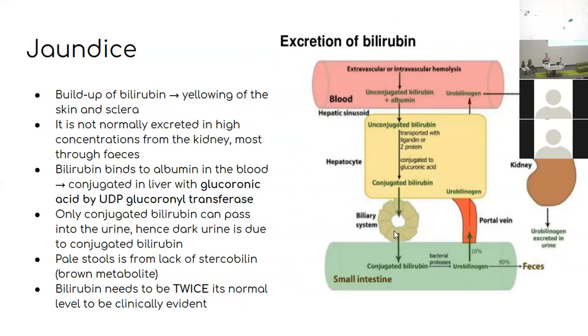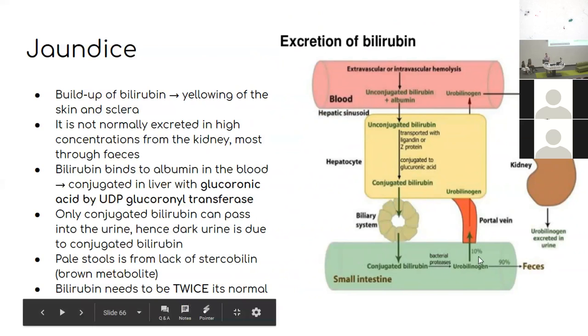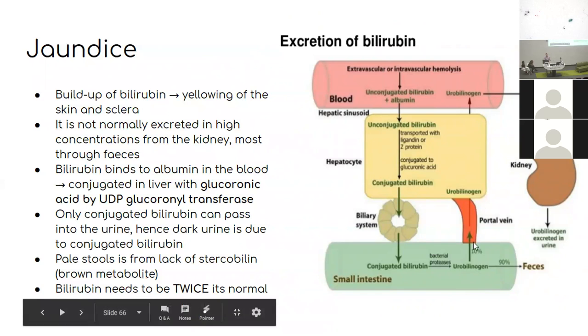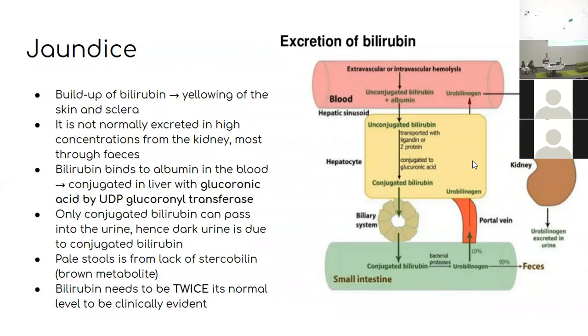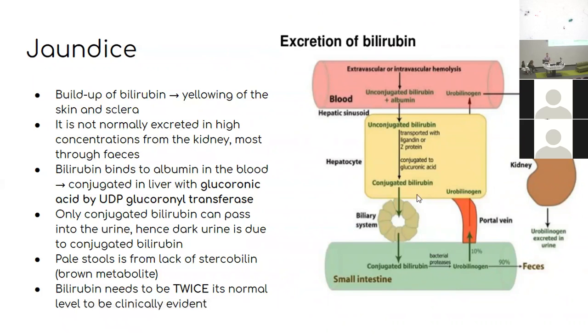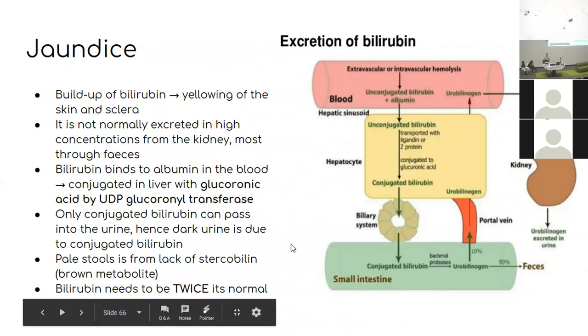So it then passes into your bile ducts and into your small intestine, where almost all of it is converted to urobilinogen by some of the bacteria in there, and then to stercobilin, and that's what makes you poo brown. And then about 10% of it, so not a lot, goes through the portal vein and then through the kidneys because it is soluble. So you should never see conjugated bilirubin traveling in your blood. Something's wrong if you see that. And when you're looking at bilirubin, it needs to be twice its normal amount to be clinically relevant. So if it's slightly elevated, you won't be jaundiced.